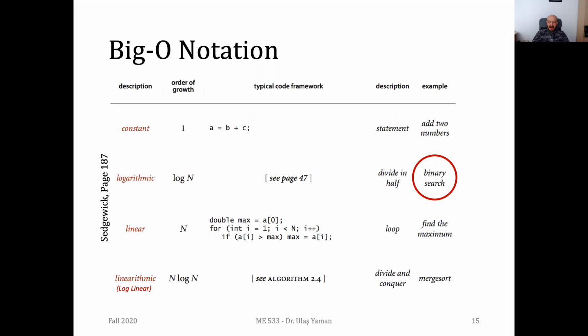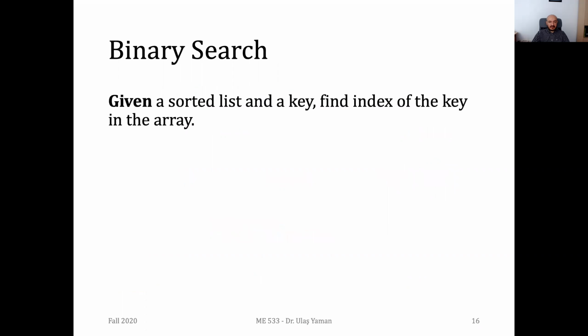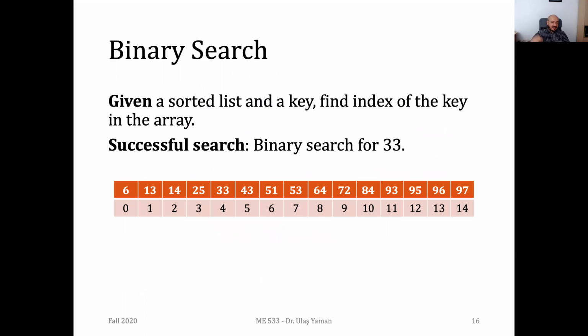Now let's focus on the binary search once again. So please stop me if you have questions about it. In binary search, what we do is we have initially a sorted list. As you see, in the first row we have the values starting from 6, ending with 97. And as you see, we have 15 integer values. This is the first value, and its index is 0. And the last one, its index is 14.